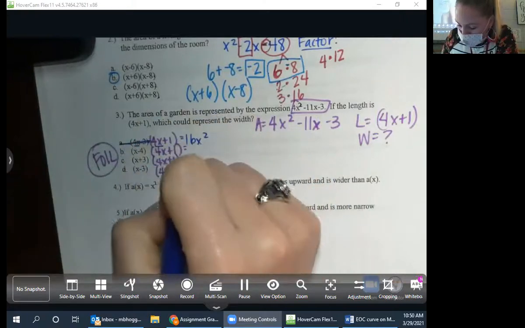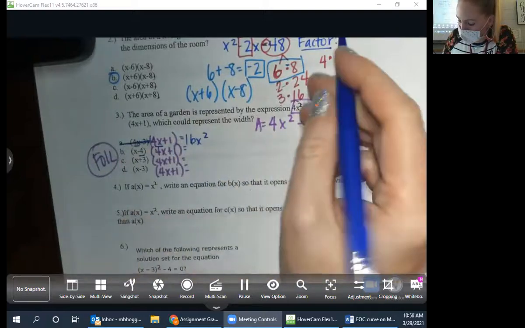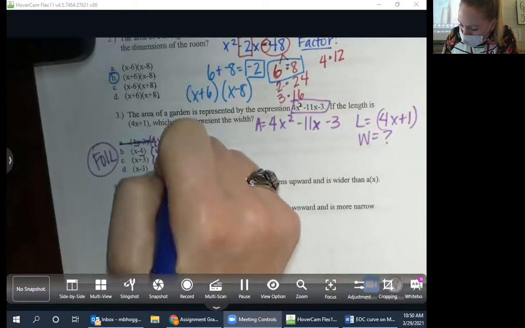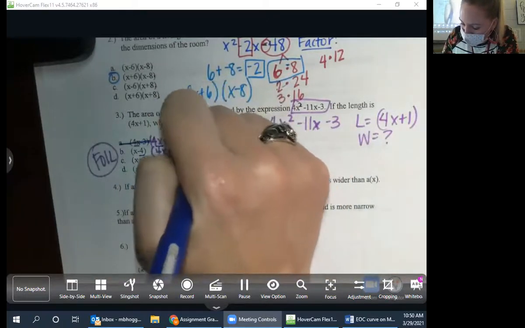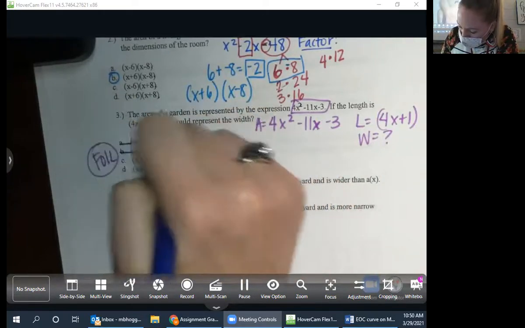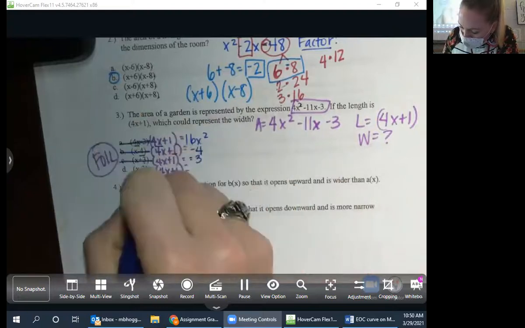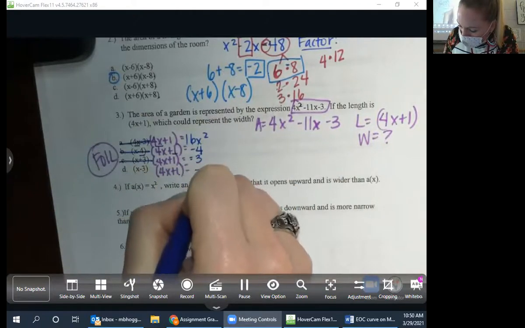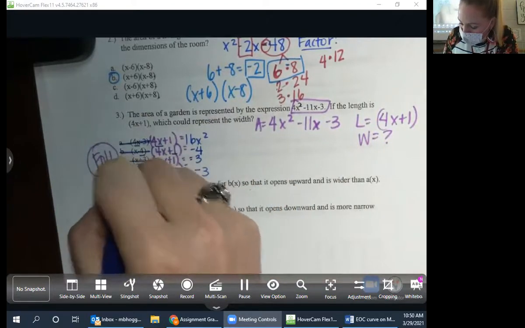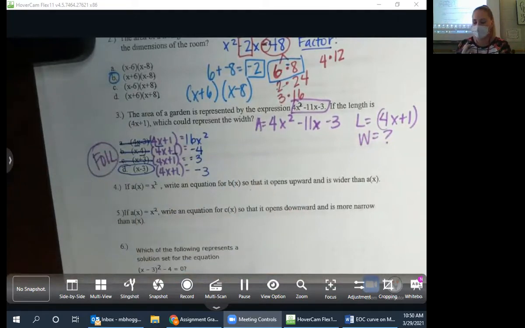Let's look at the last step. The last step needs to give us a negative 3. Negative 4 times positive 1 is going to give me a negative 4. It's not going to be that one. A 3 times a positive 1 is going to give me a 3. It's not going to be that one. A negative 3 and a positive 1 would give me a negative 3, and that's what we need. So it's D. I didn't have to FOIL all of it. I could just take one step.